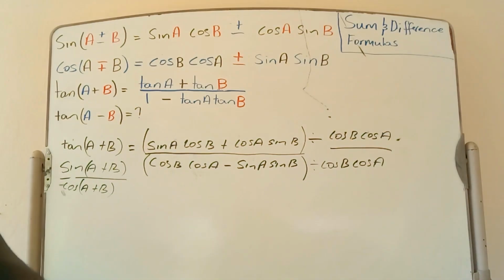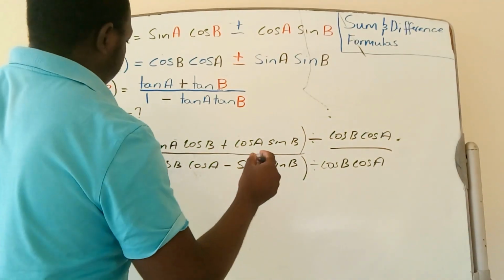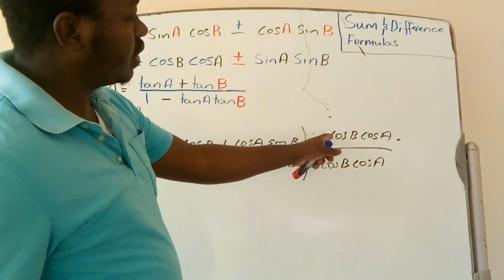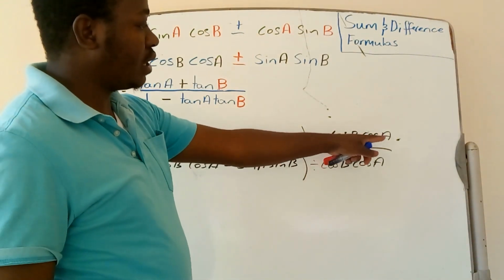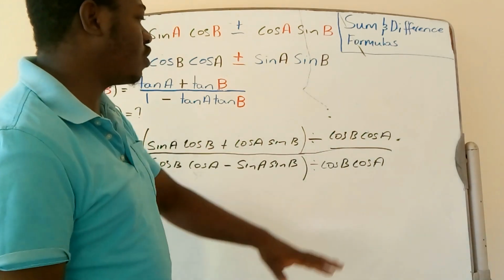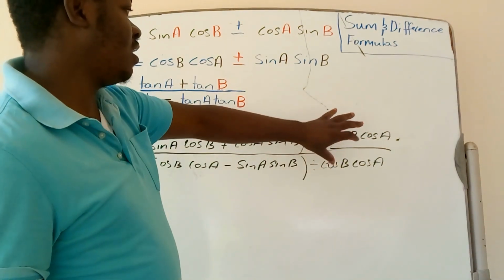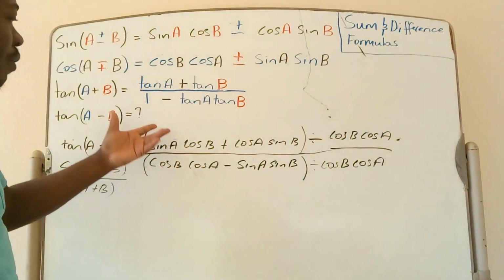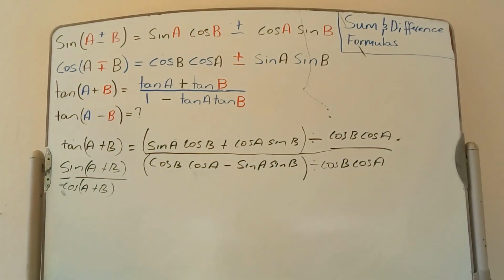So technically, if you note here, cos B cos A over cos B cos A is basically just 1 over 1, right? So in other words, technically I'm dividing by 1 over 1, so I'm not really changing the problem, if you get what I mean. Alright?